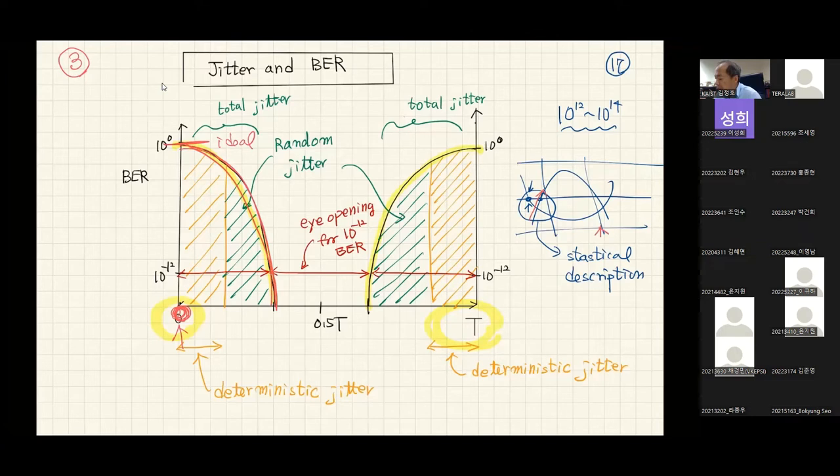If we look from the other edge of the unit interval, we can also draw this probability distribution function. And this kind of graph is called a bathtub curve. If your system requirement is asking for 10 to the minus 12 BER, that means you are sending 10 to the 12 different data patterns, and only one data pattern has crossing at this point. So that is the requirement of your system. Then you draw this line, and from here to here is going to be the eye diagram opening window with the given data rate.